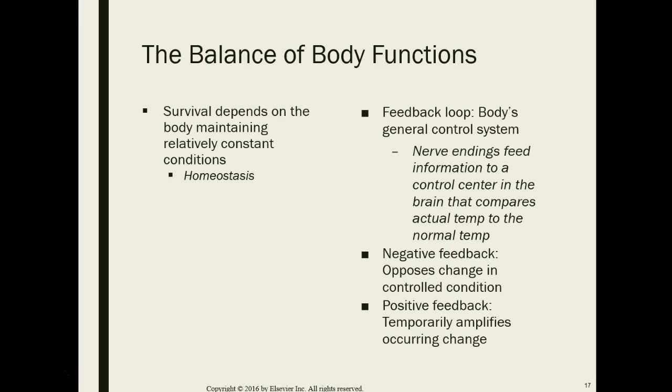So most of these control loops are going to be negative feedback because reversing a change back towards normal is going to be easier to stabilize that condition. It's cold outside, we start to shiver, the body warms us back up. That's a negative feedback. Positive feedback, that ever increasing rate of events doesn't occur very often. So it's mostly childbirth and then blood clot formation.